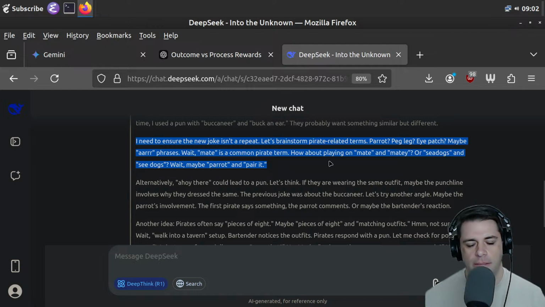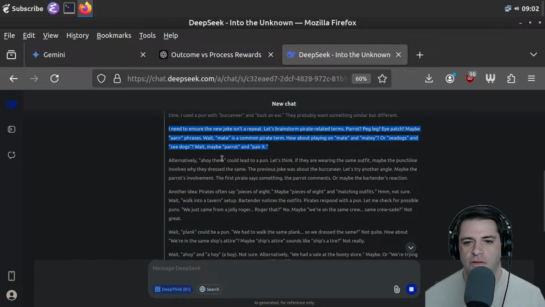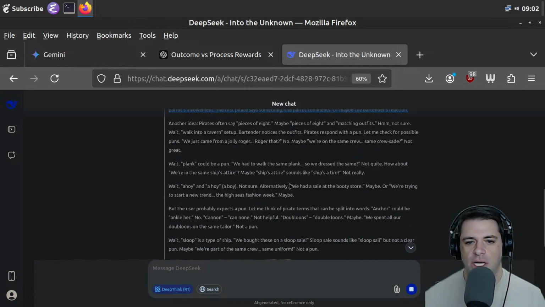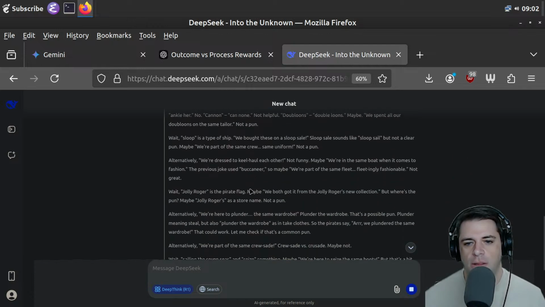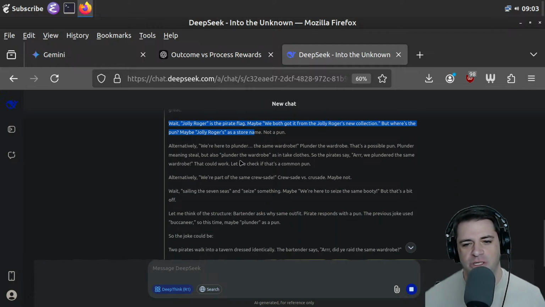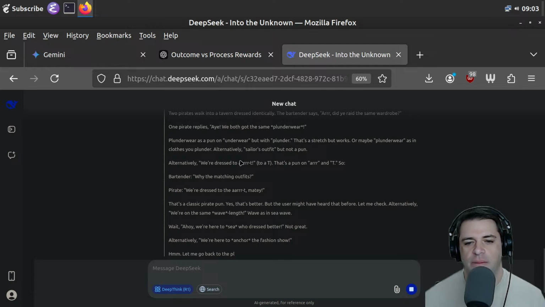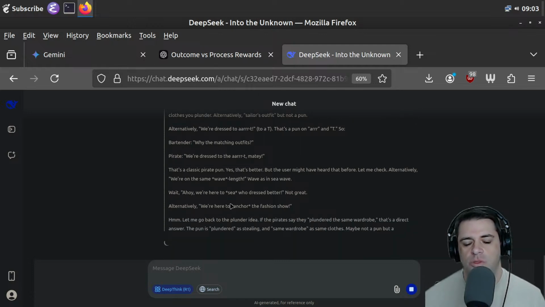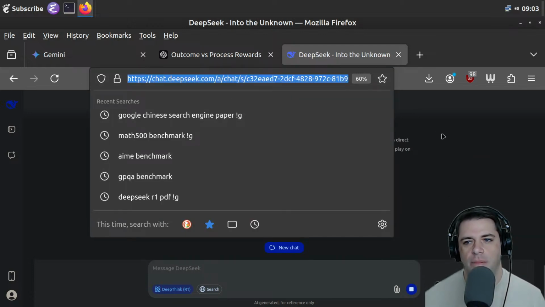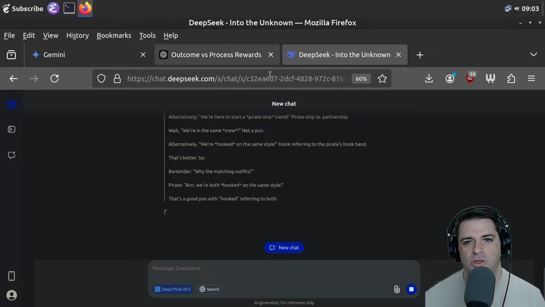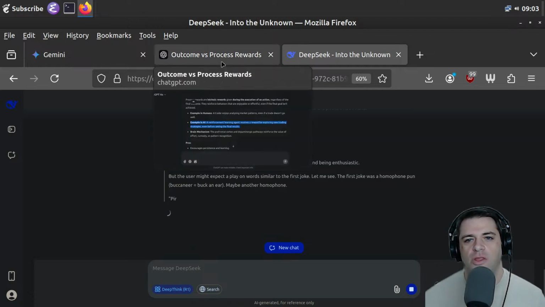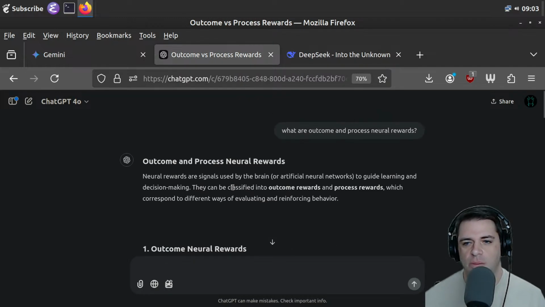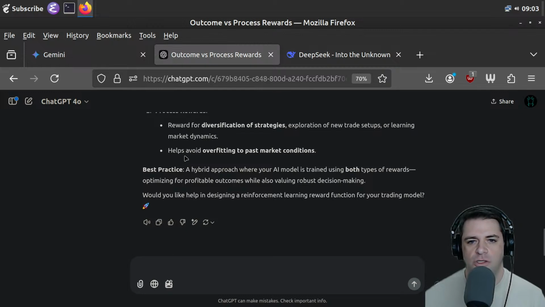I don't know what the reasoning looks like in O1. Alternative, ahoy there, could be a pun. Let's think, and so on and so forth. And so it's like, going back. Alternatively, wait, Jolly Roger. It's like saying that it remembers things, and it's going through different examples. I stole this joke idea, I think, from a Hacker News comment that did a similar joke. I knew that this would kick off a reasoning process that would not be too controversial or anything.